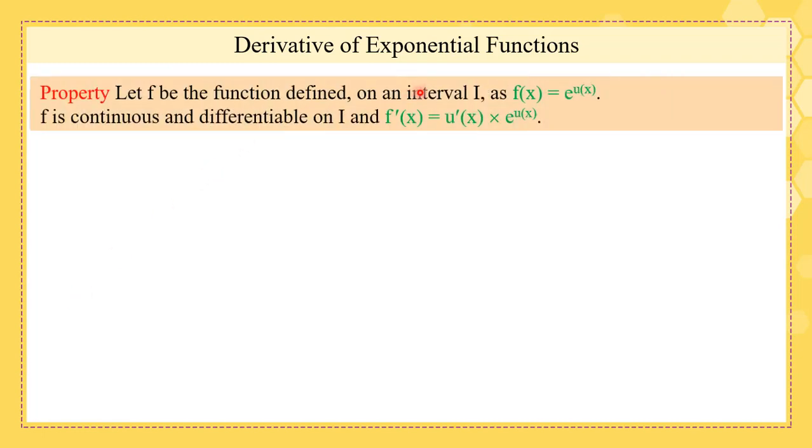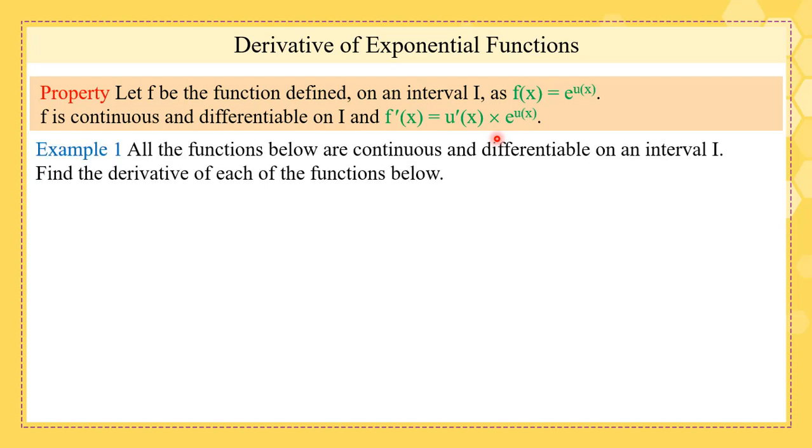Let f be the function defined on an interval I as f of x is e to the power u of x, and we usually state it as e to the power u. So its derivative would be f prime of x equals u prime of x times e to the power u of x. And we usually say f prime of x is u prime e^u. Let's see this example. We need to find the derivative of each of the functions.